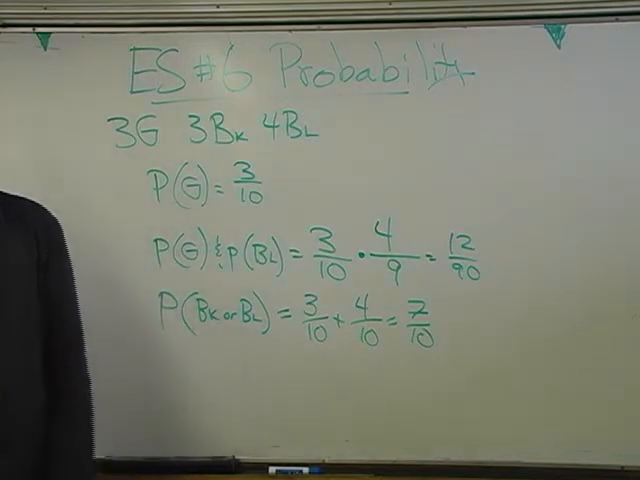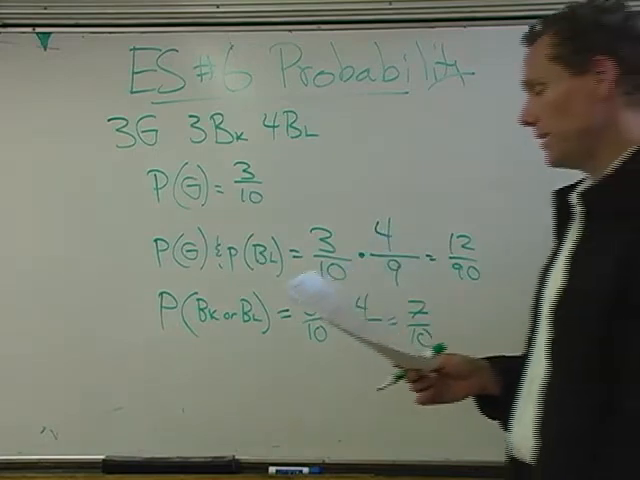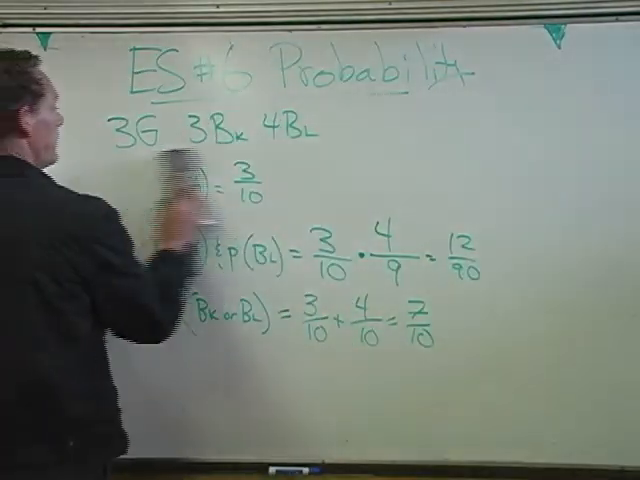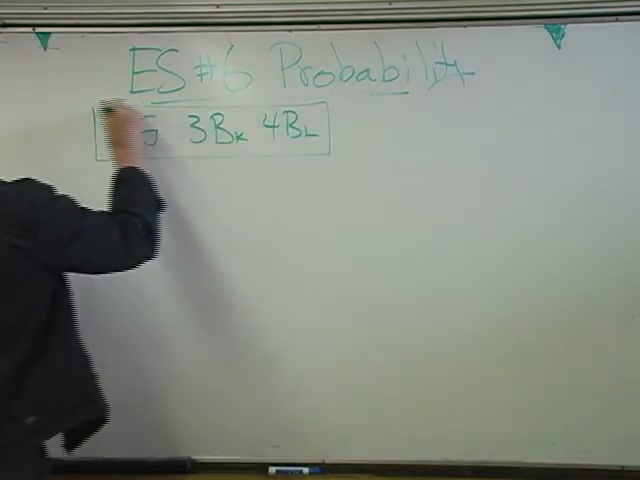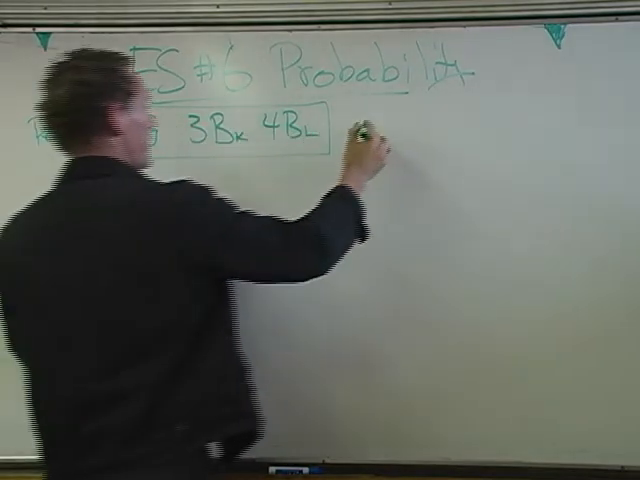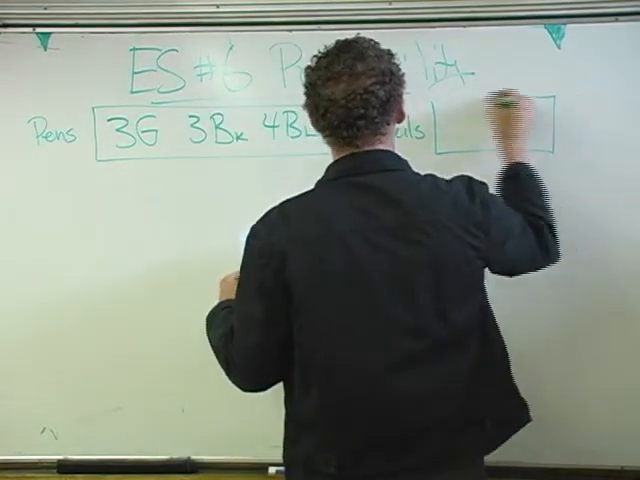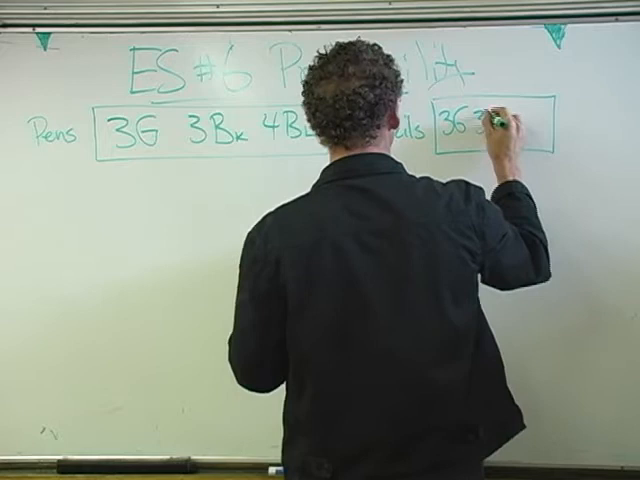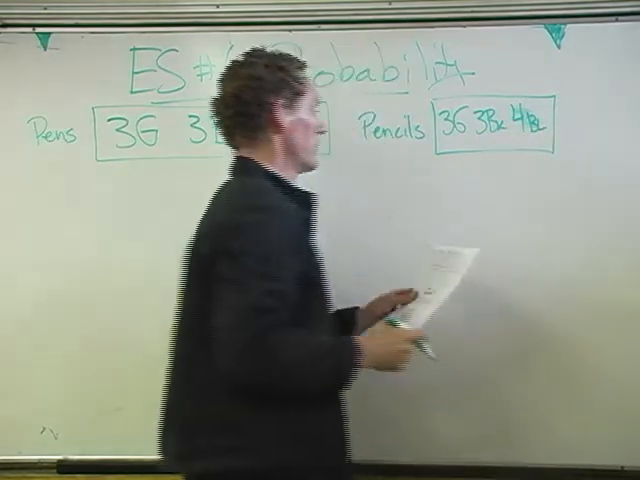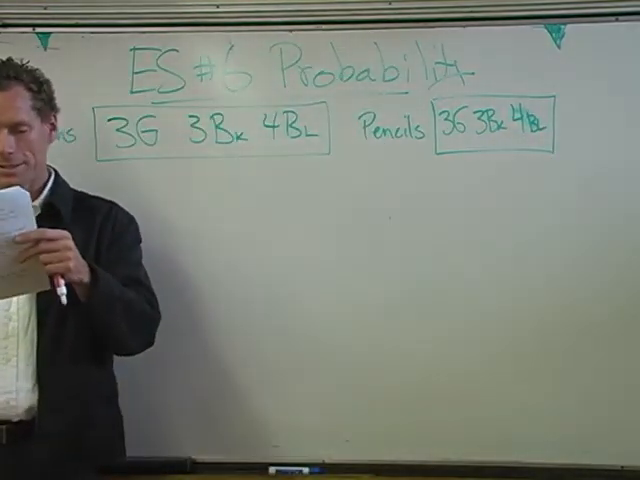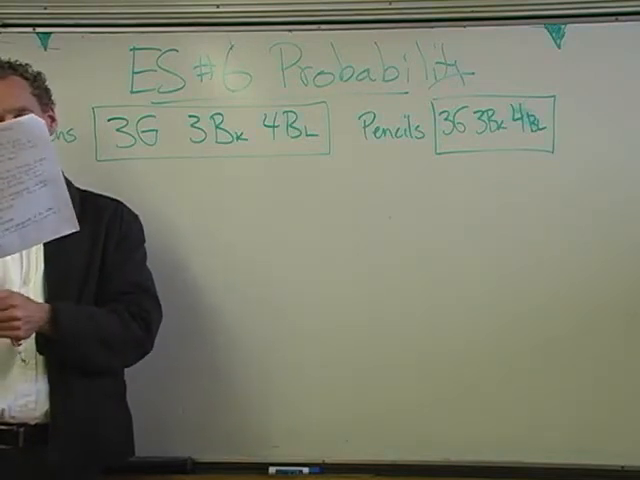Question number 2, so here's where we have some overlap. Use the above scenario, only this time you also have pencils. So these are pens. And over here we have pencils. Same situation. 3 green, 3 black, and 4 blue. Make a table to display the information and find subtotals. Then find.